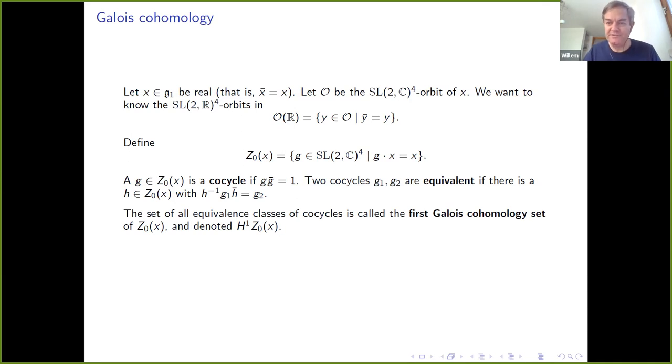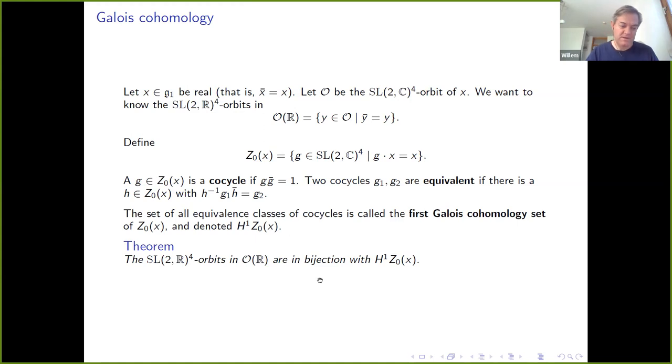And the big theorem here is that the SL2 R to the 4 orbits are classified by this H1. And the theorem is actually more or less explicit. And if I have the H1, then I can also find representatives of these real orbits. Okay, fine. So that's more or less how it works. But important here is that I start with a real element. I need to take the centralizer of a real element.